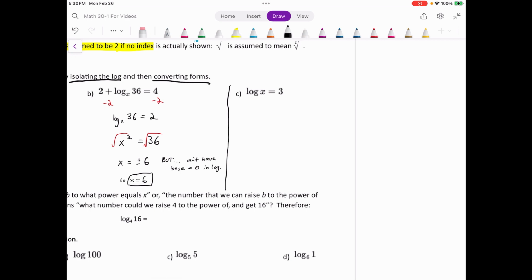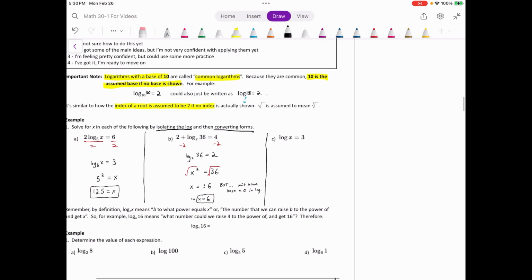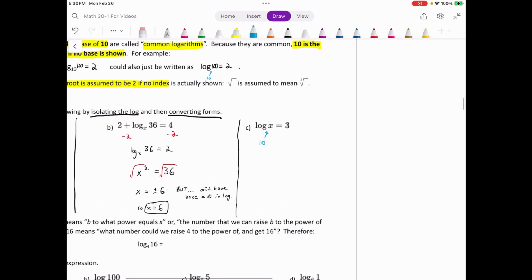Okay, here's one. Log x equals 3. Oh, looks like they forgot the base. Or did they? If there's no base, what do we assume it to be? It's 10, right? We're not really assuming, that's just how it works. If there's no base written in there, it's base 10. Same way, if there's no index written in a root, it's a square root, okay? So there's a base of 10 here.